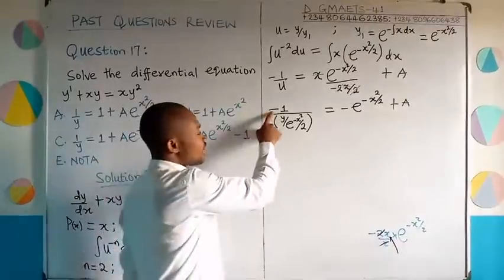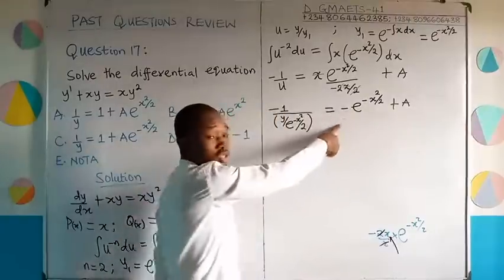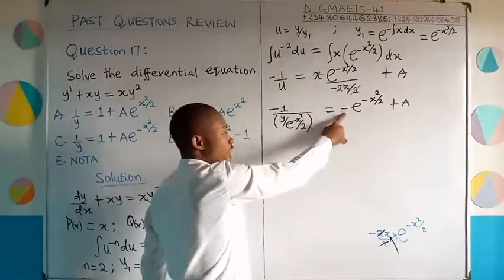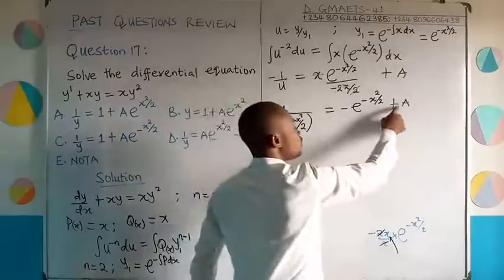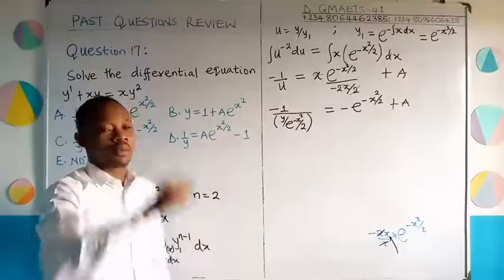I want to remove this negative from here by multiplying through by negative. Of course, that will change this guy to plus. This negative is to change it to plus. This supposedly should become minus a. But because it is the constant of integration, it will still remain plus a.